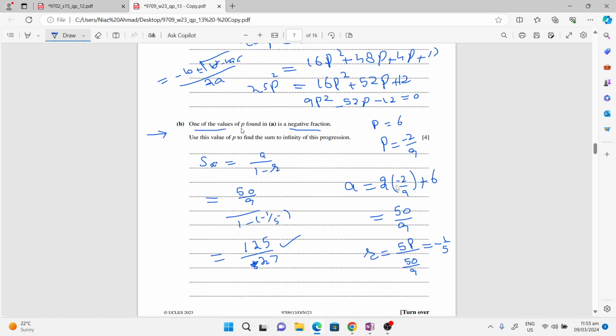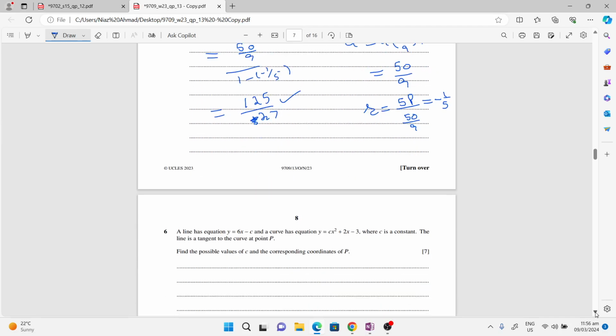One of the values of p found in part A is a negative fraction. Use this value of p to find the sum to infinity for this progression. So this is done.